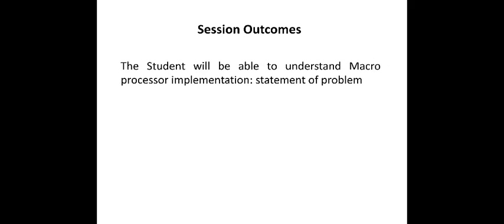In the previous class, dear students, we understood what we mean by a macro instruction and defining a macro, along with examples. The learning objective of today's session is to understand the macroprocessor implementation, specifically the statement of the problem and what the parts of that statement are. The session outcome: the student will be able to understand the macroprocessor implementation with the statement of the problem.